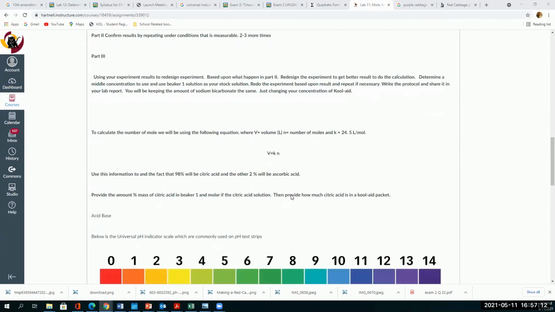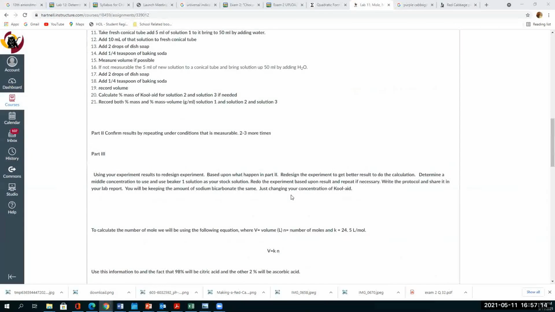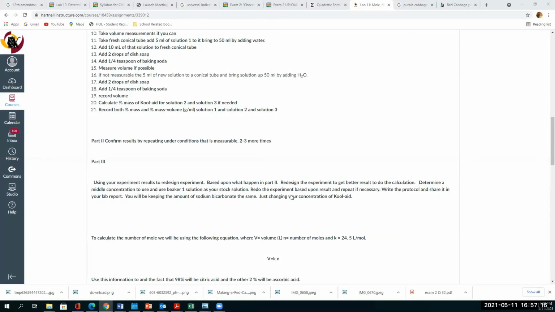The paragraph above it, are we disregarding it? Because it's saying determine a middle concentration to use. You guys already did that. Technically that's what you were doing in the very beginning, all of the different steps there. So when we write our lab report, we're not writing anything for that little paragraph? That's right, because you already took care of it.